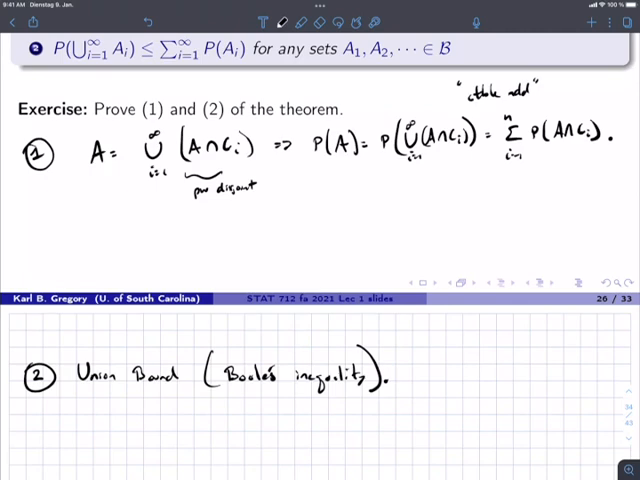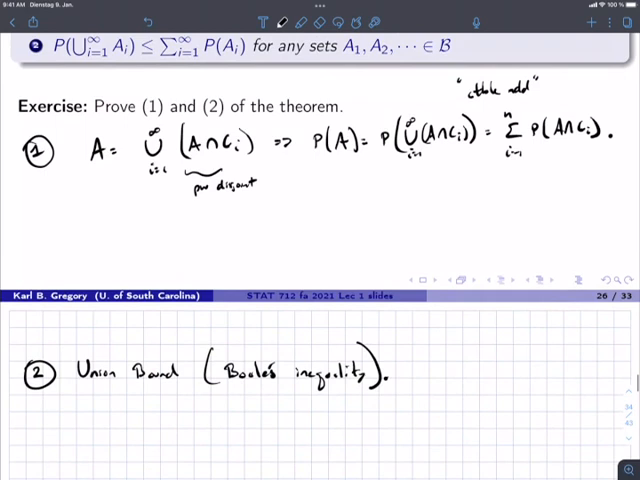I need to remind myself who Boole is. Can't tell you any interesting stories at the moment. The union bound is very important. It's used all the time. It says the probability of the union of any events is bounded above by the sum of the probabilities of those events.